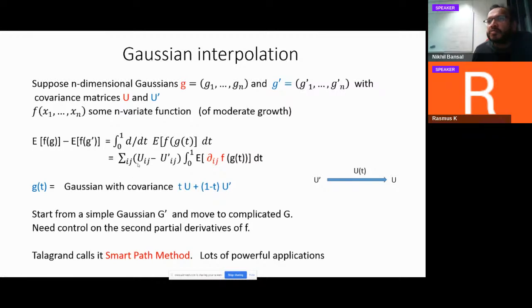Maybe it looks a bit scary and mysterious, but the point is there is a very precise formula for understanding the behavior of f for two different Gaussian distributions. And the point is, if you want to understand f on some complicated distribution g, you can start from some simple distribution g prime and interpolate using this formula and see what happens, right? And often, if you can control this quantity, you can get great bounds. So Talagrand actually calls this method the smart path method, and there are lots of powerful applications.